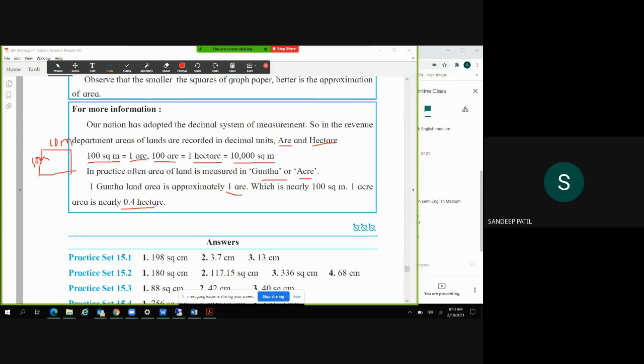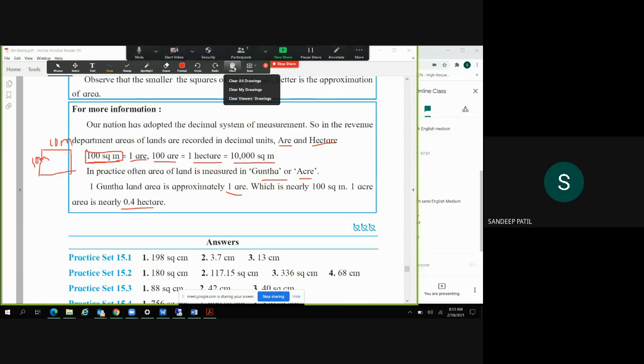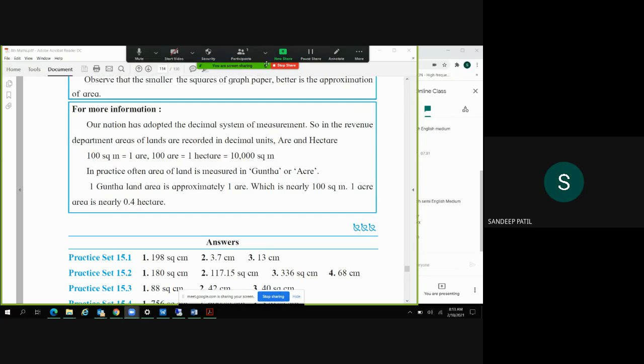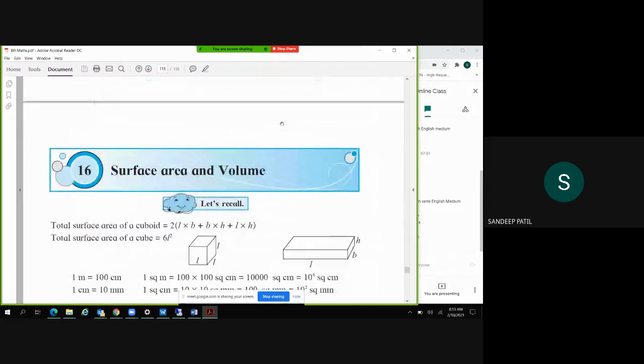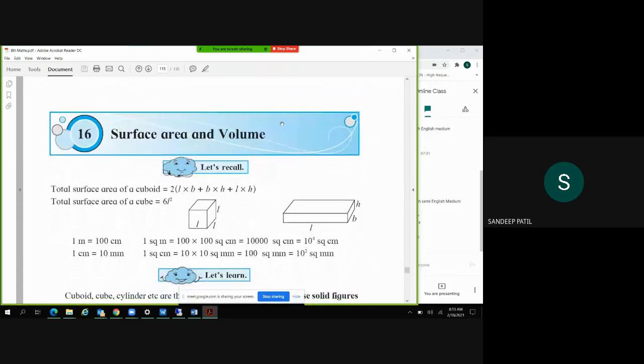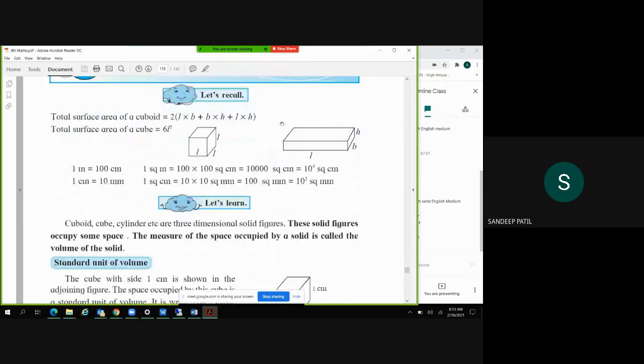Okay, so that is generally an approximate system, but if we go to any department, agricultural department, or any government documents, you will find the are and hectares only. Okay, आपको कोई क्वेश्चन है तो पूछ सकते हैं, otherwise we will start with the new chapter, that is surface area and volume.